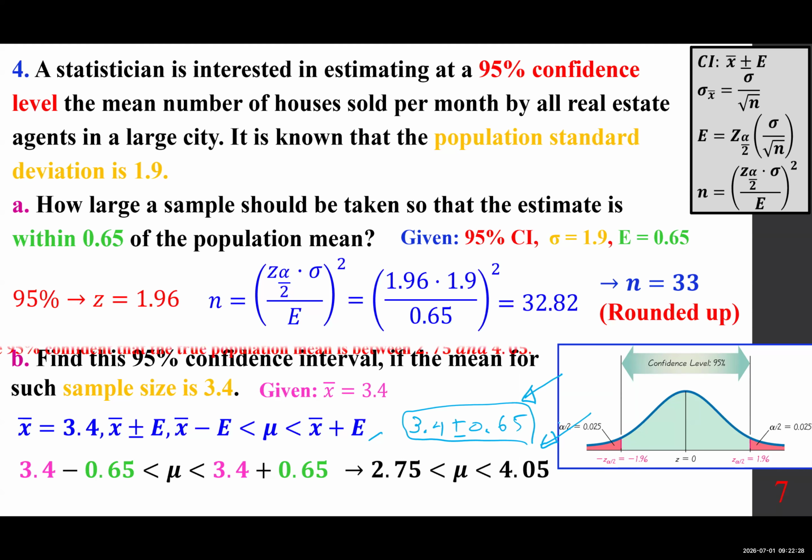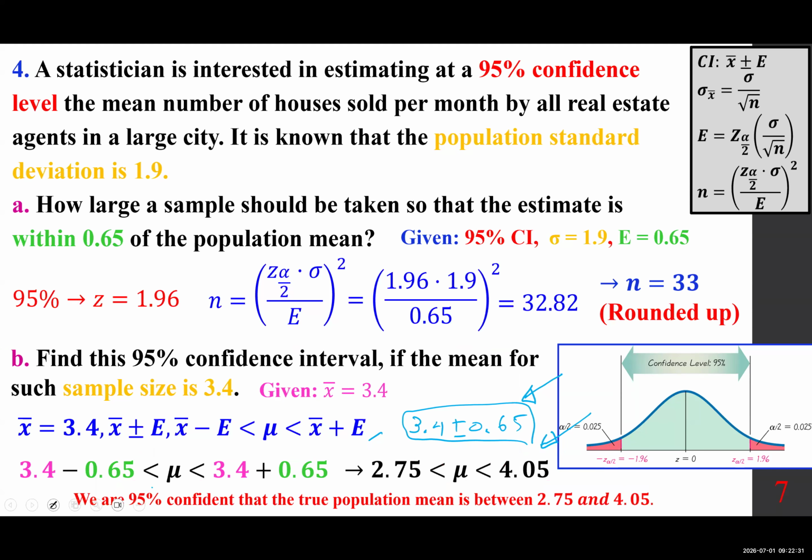What does it mean? We are 95% confident that the true population mean is between 2.75 and 4.05. That's how you do the interpretation, everybody.